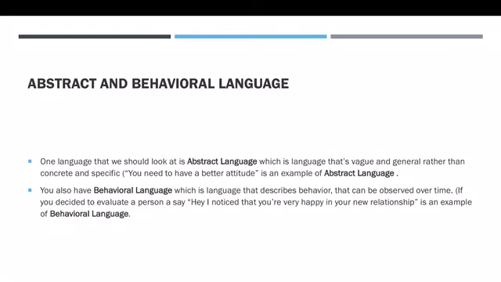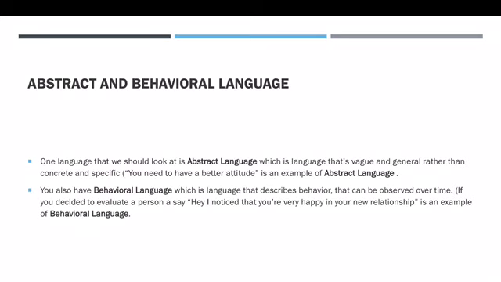You also have behavior language. Behavior language is language that describes, of course, behavior, and also behavior that is observed over time. So, for example, if I evaluated a person and I say, hey, I noticed that you're very happy in your new relationship, this is an example of behavior language because I've been watching a certain individual for a certain amount of time and have assumed that, okay, you're sad, you're happy, depending on what situation you're going through in life.